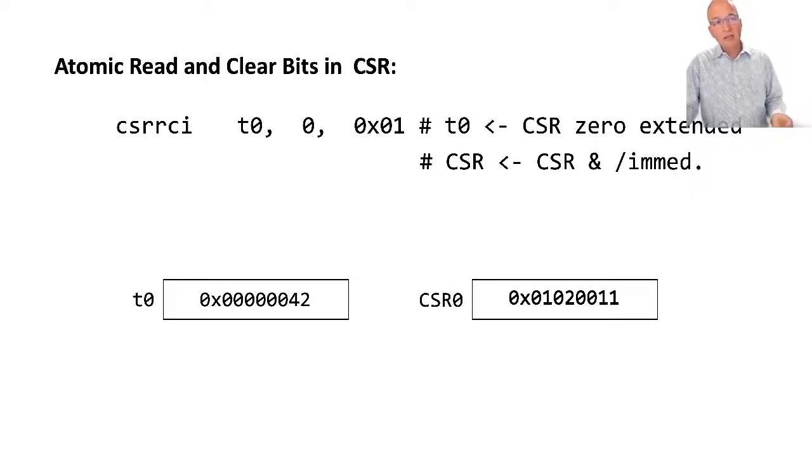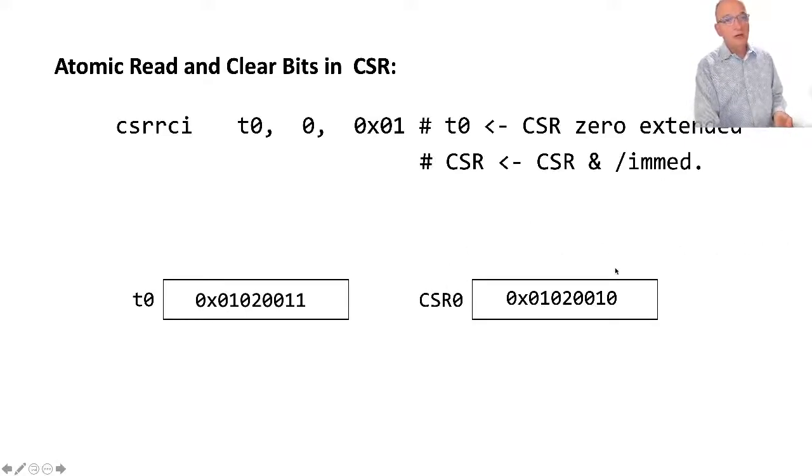So what is going to happen here is similar to before. The value of CSR0 will move into T0, and if you compare these two values now, you're going to see that the bit 0 got flipped from a 1 to a 0 because my immediate had a 1 in the least significant bit.